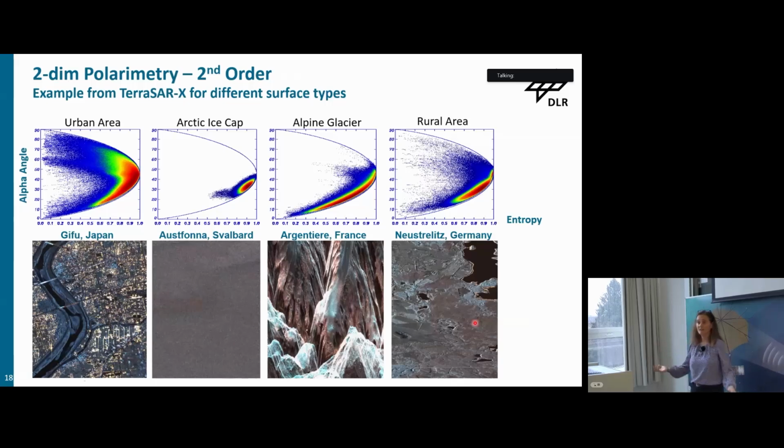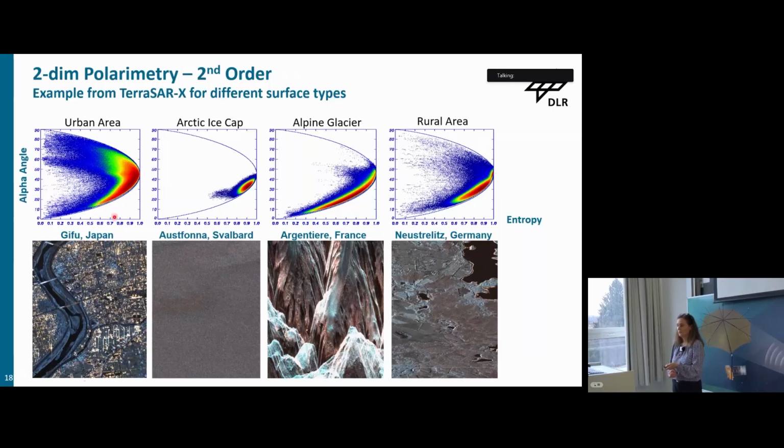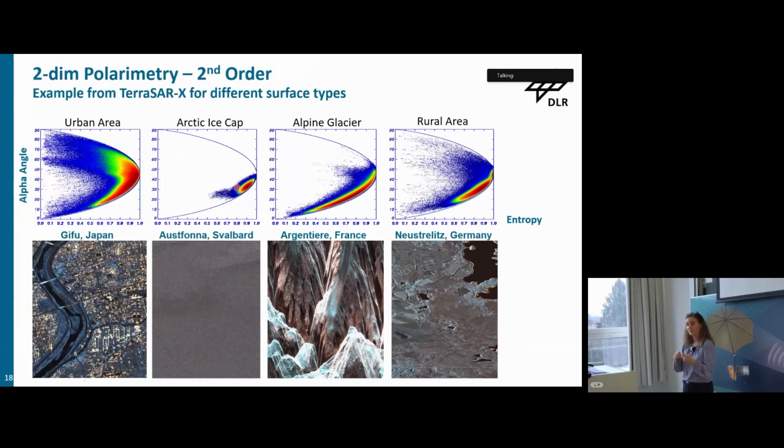Okay, you can play now this game with different objects. So as I said, you can do it with Gifu. Now this is a different area, therefore a different display, a different 2-dimensional image between alpha and entropy. But if you do, for example, an Arctic ice cap, you get this one. You see it's a very, very focused information content, very much like a volume scattering, mainly what you have here, and therefore it's high entropy and medium alpha, so that's very particular.